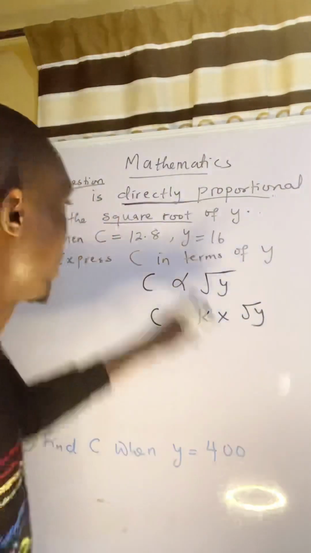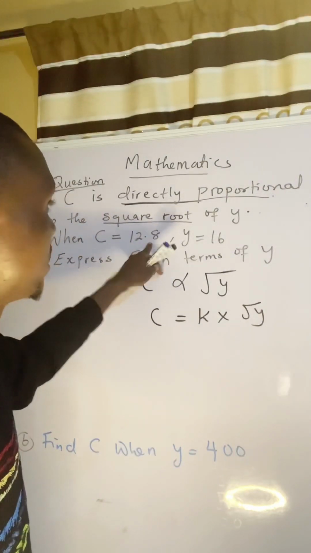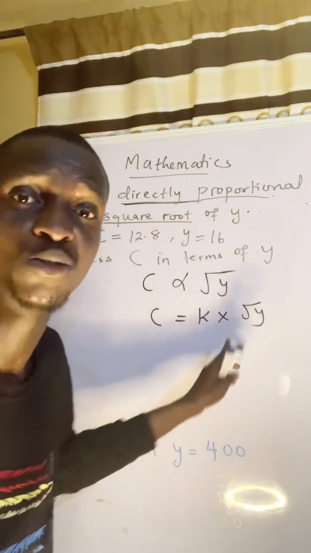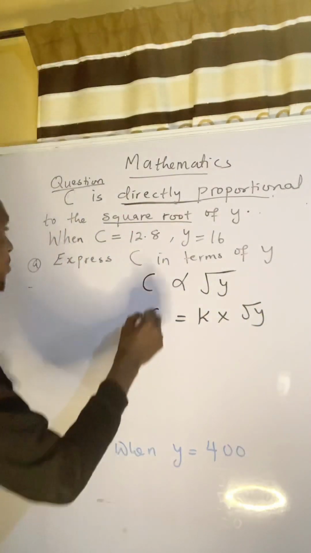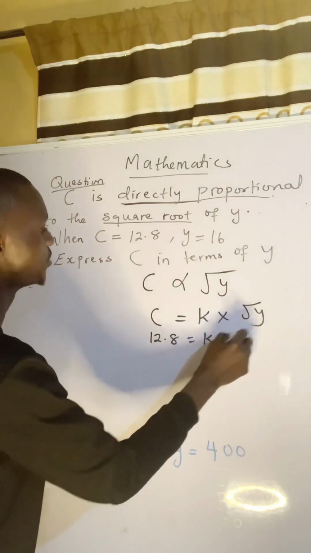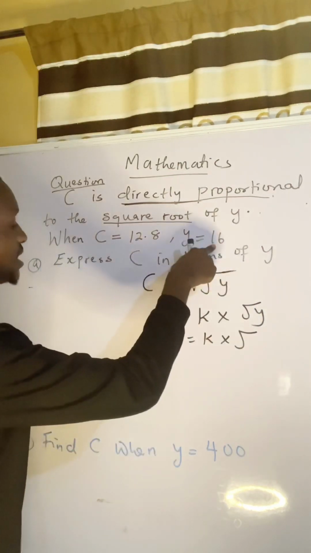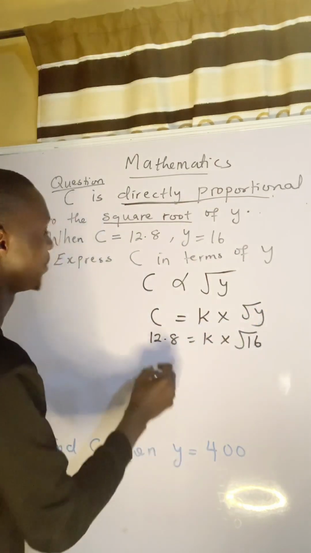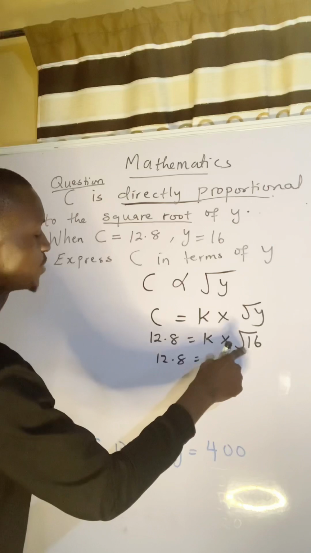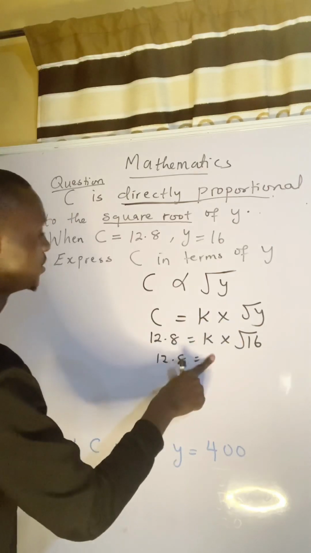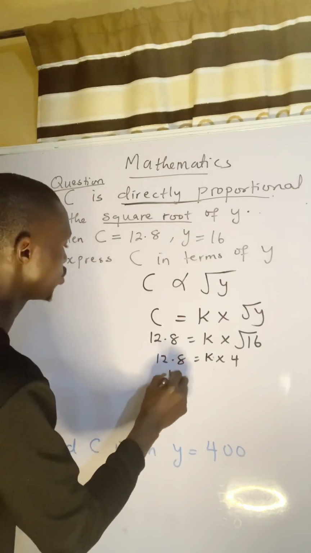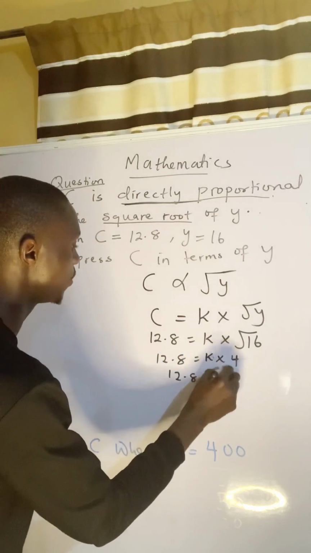That is the reason why we are given c equals 12.8 and y equals 16. So you need to substitute this into this expression to find the value of k. So let's go. Here we have 12.8 equals k times the square root of y. Y is 16, so you substitute y here. So we have 12.8 equals the square root of 16, which is 4, so we have k times 4. So we have 12.8 equals 4k.